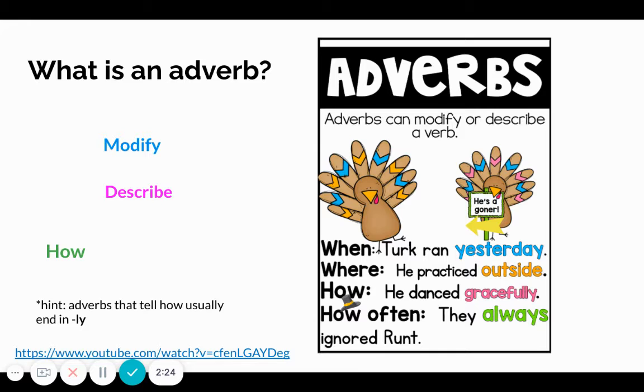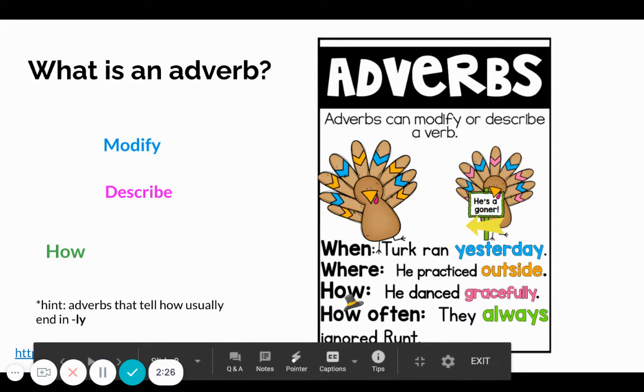The next sentence tells us how. He danced gracefully. How did he dance? Gracefully. This is a how adverb. This sentence uses a how adverb. All right, and remember our little hint here, and I think it already spun. There it is. Adverbs that tell how usually end in ly. So here, this sentence is using a how adverb, and he danced gracefully. How did he dance? Gracefully. It's in pink, and it also ends with an ly.